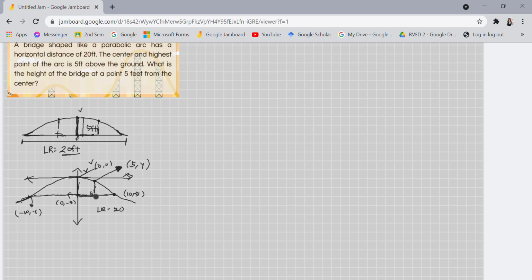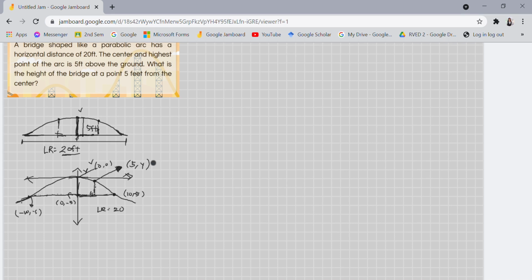Okay? Why 5 feet, given in the problem? 5 feet from the center. 5 feet from the center, what is the height? Or how high is the bridge? So, that point there. So, we have 5, y.